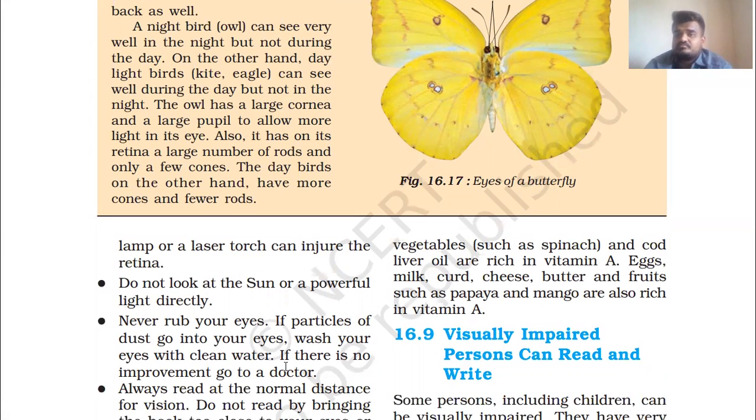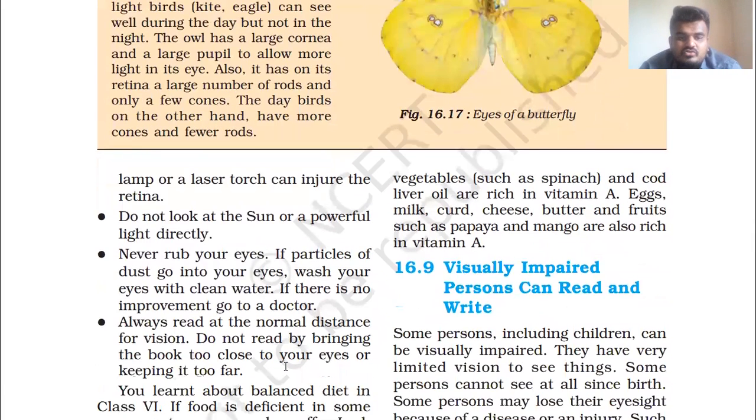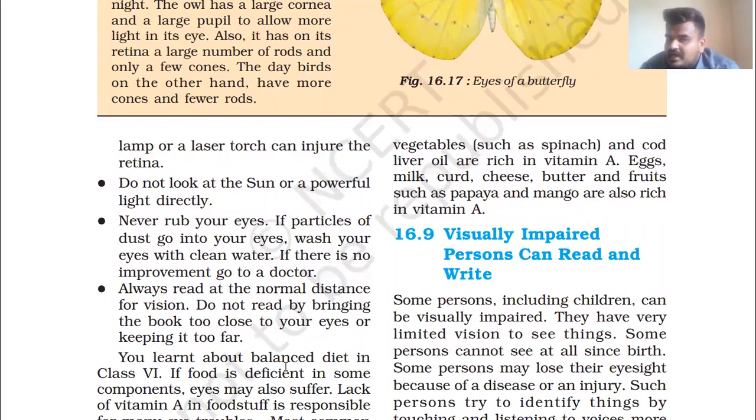If the light coming into our eye is not enough, we will feel headache and eye strain. And if the light is very bright, like the sun, a heavy lamp or a laser torch, then our eyes can be injured. Do not look at the sun or a powerful light directly. You may observe that in Uttarayan we use sunglasses, and while welding, the mechanic also uses sunglasses or a shield to protect his eyes.